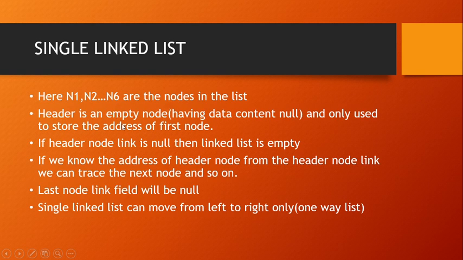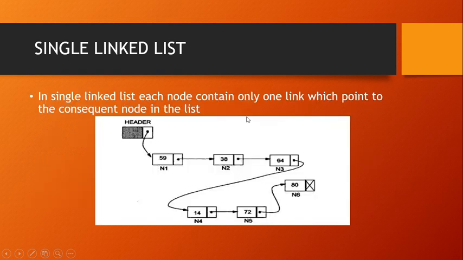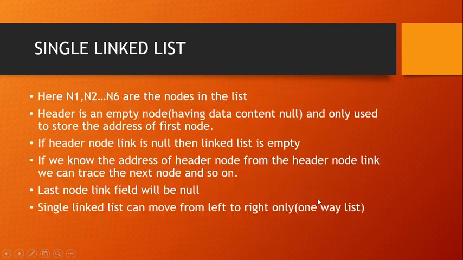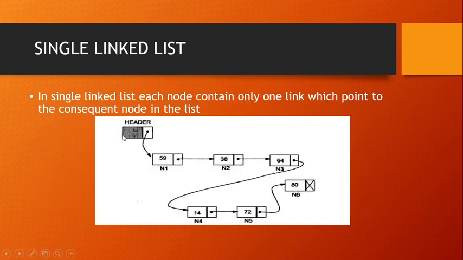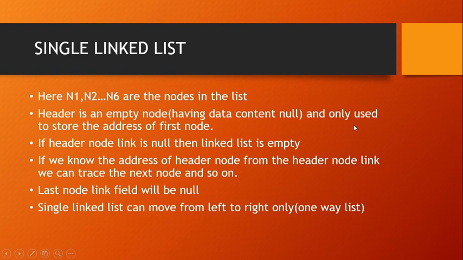We are going to briefly see what the contents are. Here N1, N2, N3, N4, N5 and N6 are the nodes in the list. Header is an empty node having data content null. Another important word: header. It's a node where the data part is empty. This portion is empty; that's called the header, and it is only used to store the address of the first node. So it's a special type of node where the data field will be null, and this node is used to store the address of the first node.